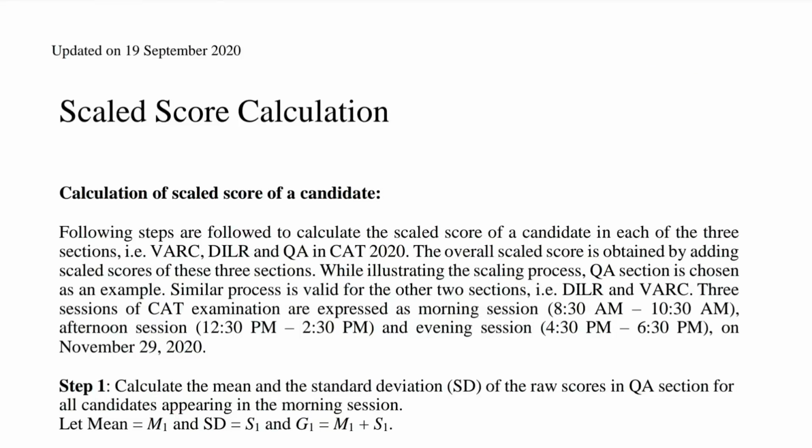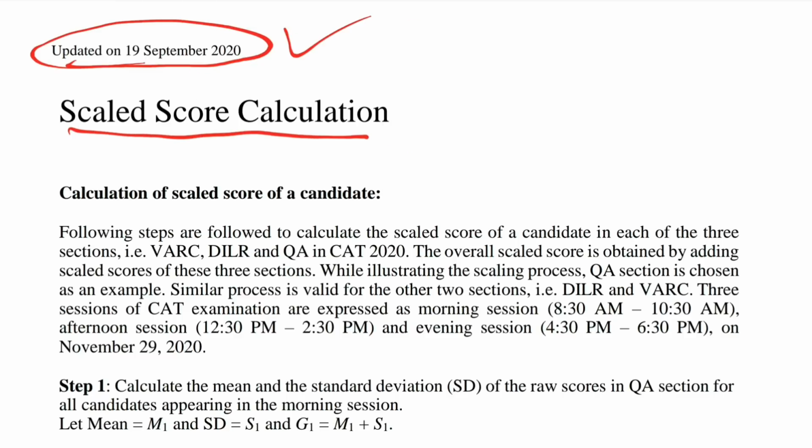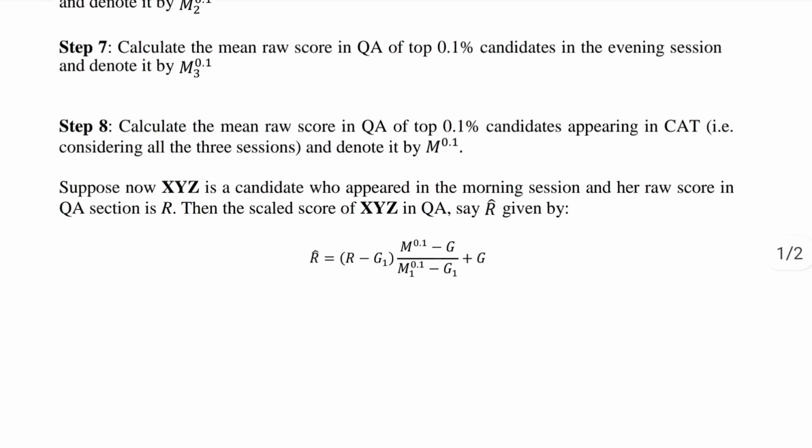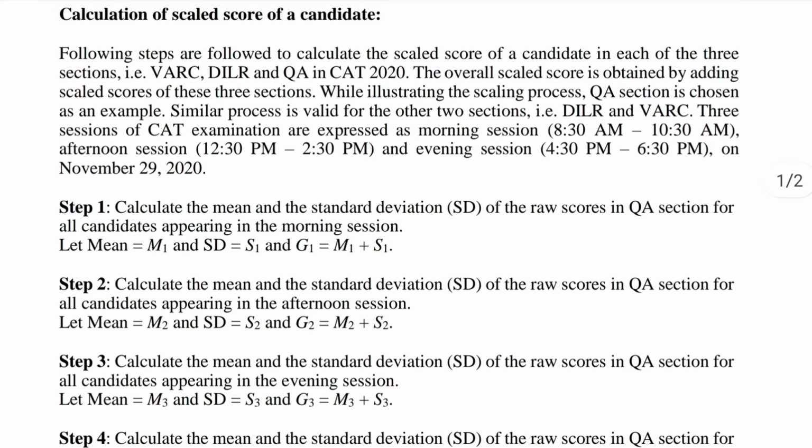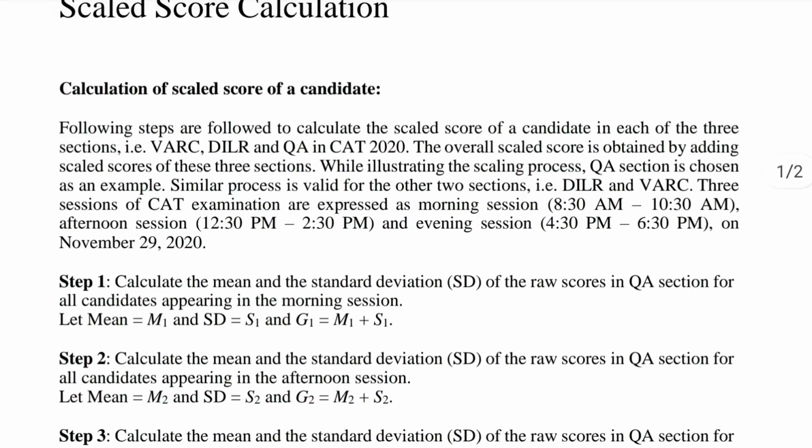So let's look at the CAT scaling process. They've uploaded this document on 19th of September, that is yesterday. Scale score calculation, we'll look at this thing. They've given us very nicely 10 steps, which most of us will not understand, but let me try to explain them in a very easy way so that we at least understand how it's going to happen.